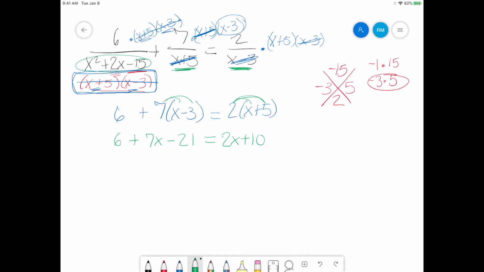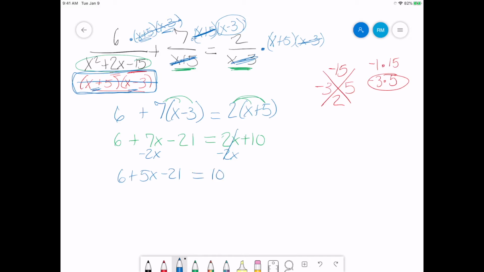Now I'm going to get my x's on one side of the equation and my numbers on the other side. So I'm going to take this 2x away. So I have 6 plus 5x minus 21 equals 10.